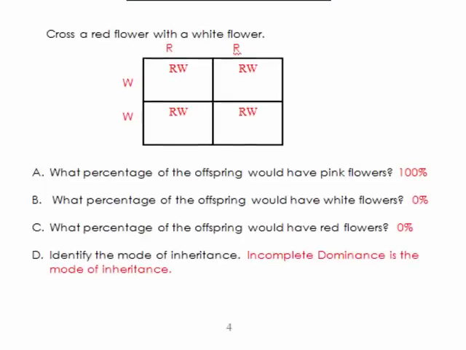Let's look at A. What percentage of the offspring would have pink flowers? 100%. What percentage of the offspring will have white flowers? 0. What percentage of the offspring will have red flowers? 0.